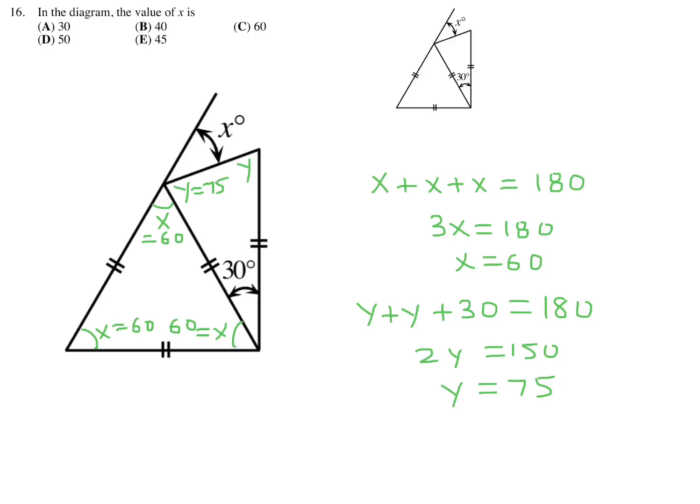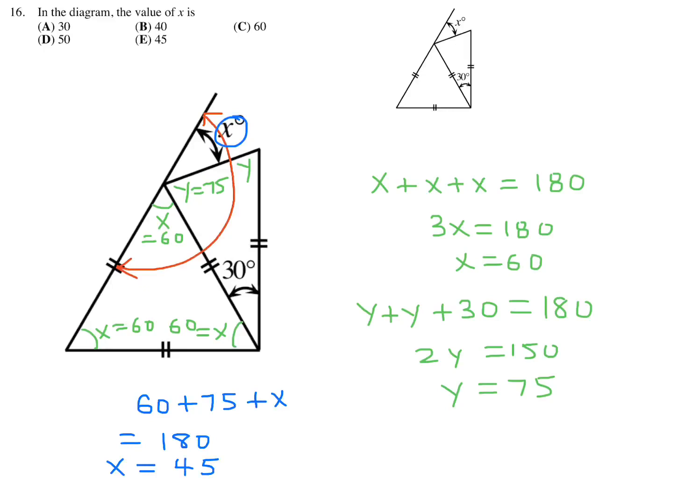Now they want you to figure out x. All the angles about a line add up to 180. So that means in our diagram that 60 plus 75 plus x is equal to 180. And if you solve for this, you will get that x is equal to 45. So the answer to number 16 is E.